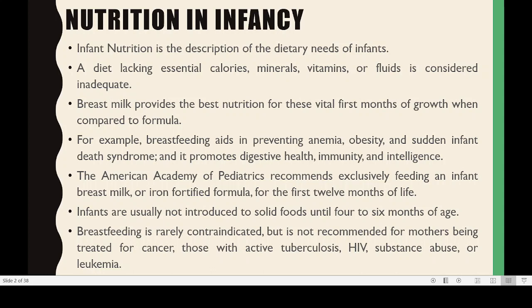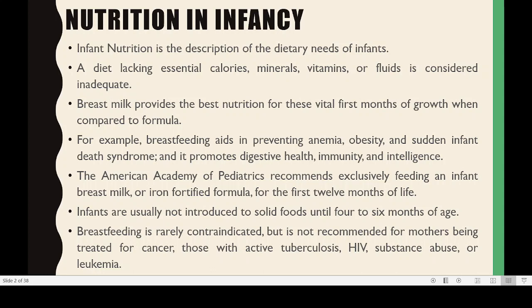And a diet lacking essential calories, minerals, and vitamins or fluid is considered inadequate because even a baby requires many different types of nutrients. Especially glucose is needed and milk proteins are needed. Along with them, sufficient quantities of minerals and vitamins are also required. Normally, infants are fed breast milk, and breast milk is prepared in such a way that it contains almost all the nutritional requirements of the baby.